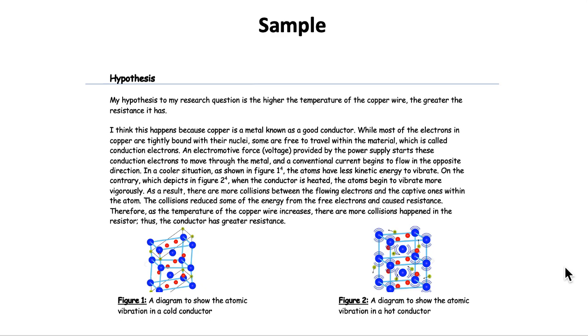Here is a sample hypothesis for the research question: how does changing the temperature of a copper wire affect its resistance? I included 2 diagrams to go with my explanations so that my hypothesis is clearer and understandable.